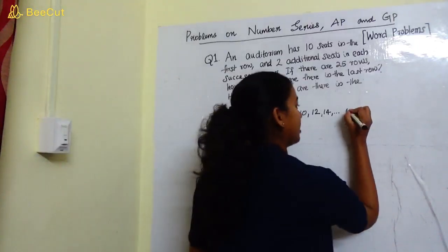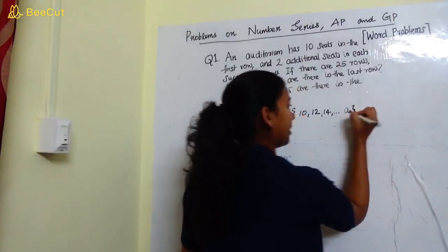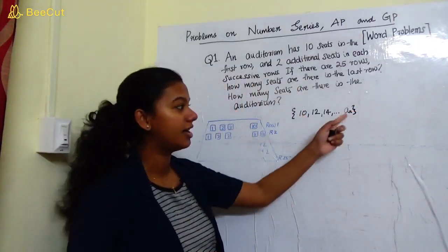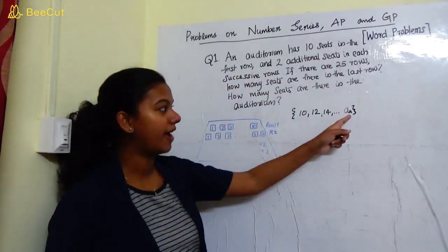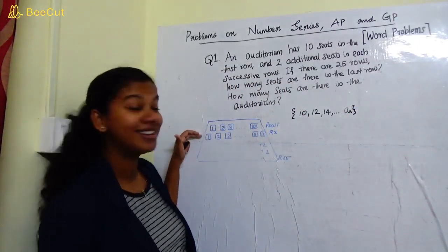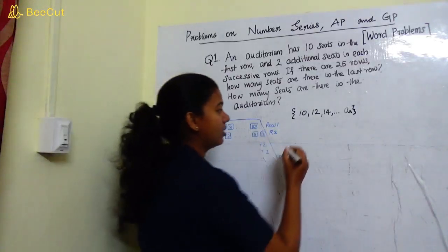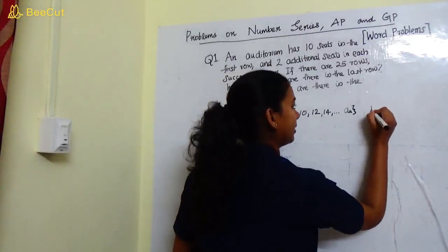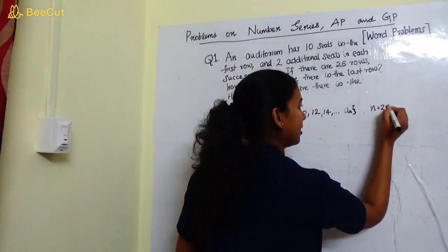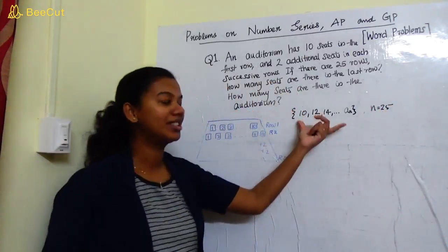So I am writing it as An, that is the last term. But we know the value of n. What is it? It is the total number of rows. So I can write n equals 25. Okay, so this is the sequence.